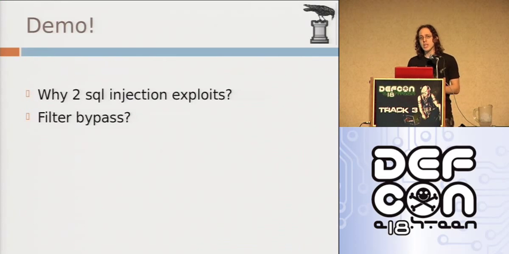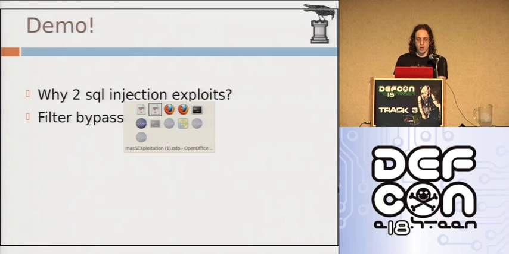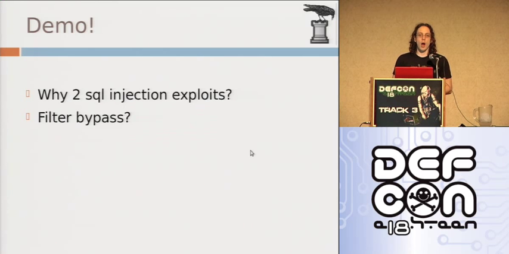Now there's another thing. I needed 2 SQL injection exploits in order to ultimately get remote code execution. Why did I need 2 SQL injection exploits? Also, filter bypassing. In order to exploit some of these vulnerabilities, there is actually a makeshift web application firewall built in, and I had to bypass that as well.